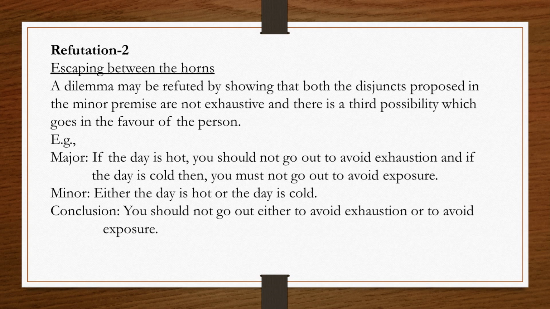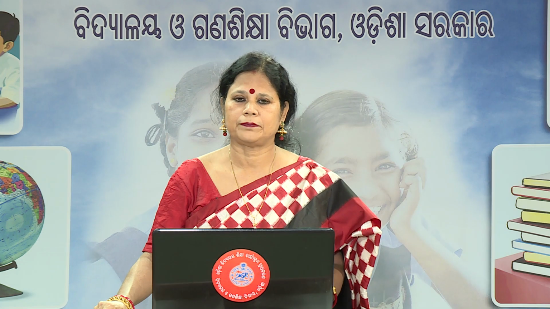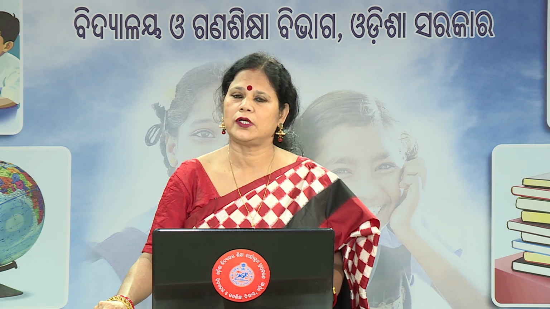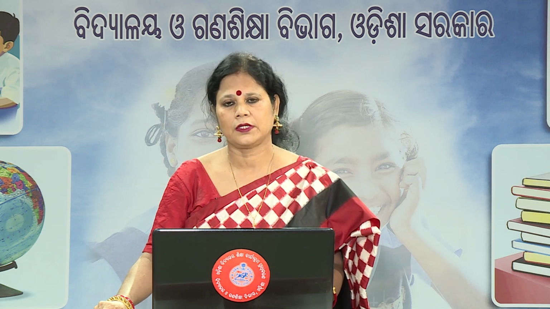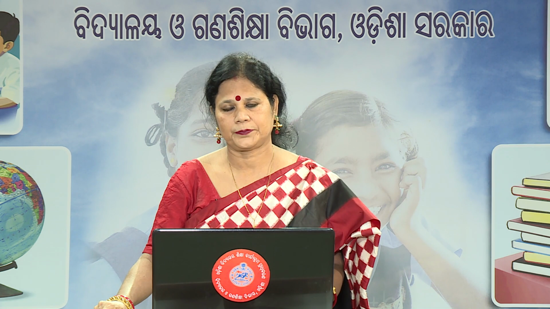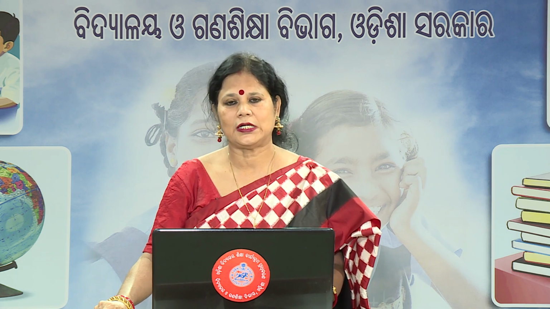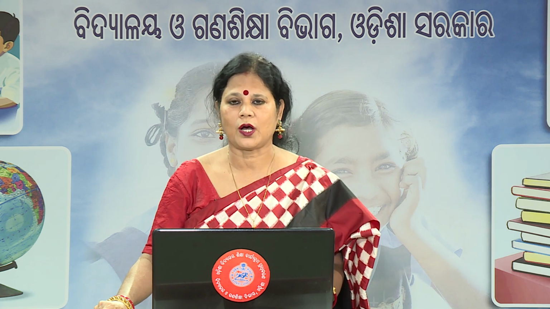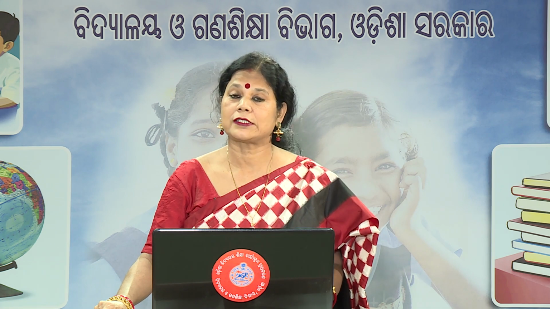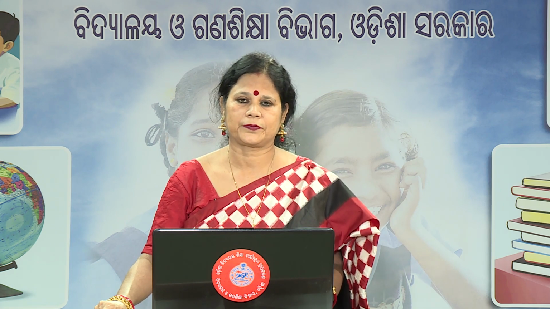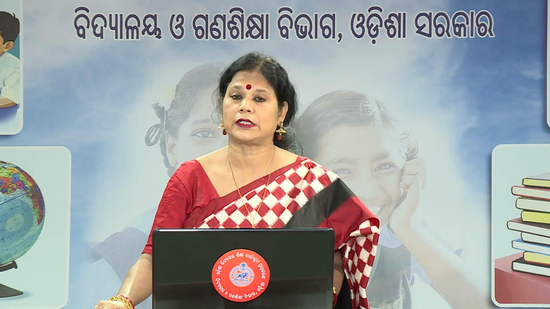Then refutation 2. Refutation 2 is known as escaping between the horns. You know, in a dilemma, there are only two alternatives or two options. And these two alternatives, these two options are exhaustive in character. There is no third alternative.